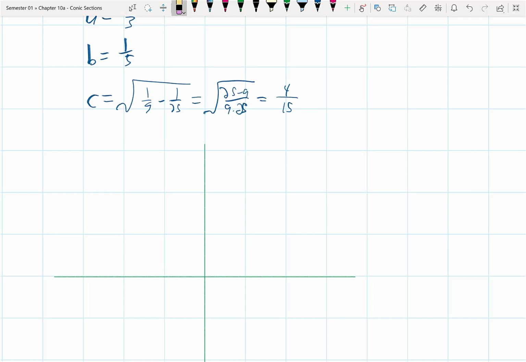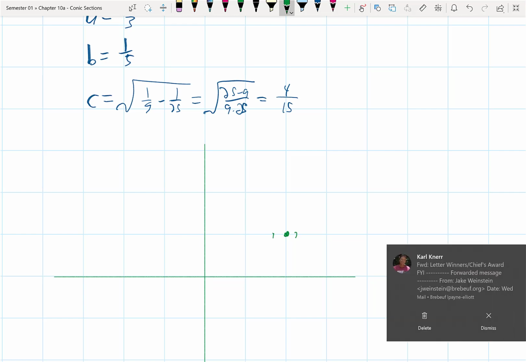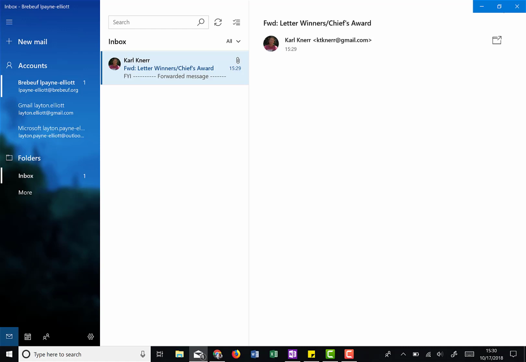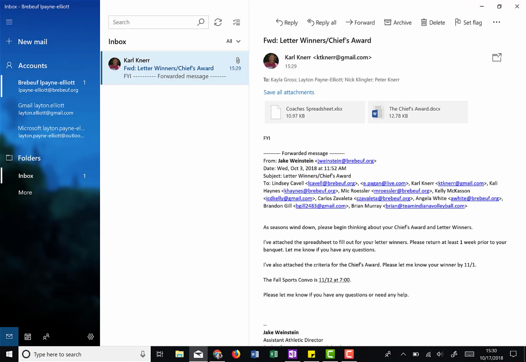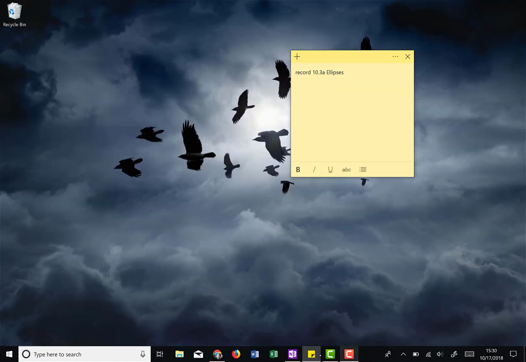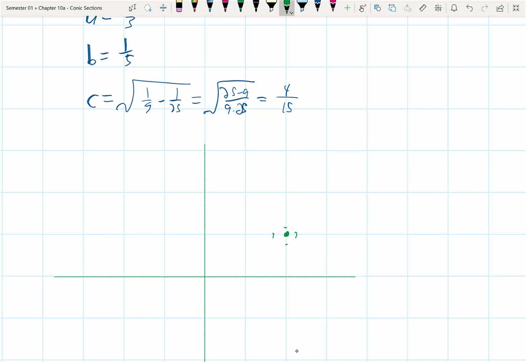2, 1, and I want to go right 1/3. We'll put that there. Left 1/3. Put that there. Up 1/5. We'll put that there. Okay, stop with the interruptions. Down 1/5. We'll put that there, and there we go.